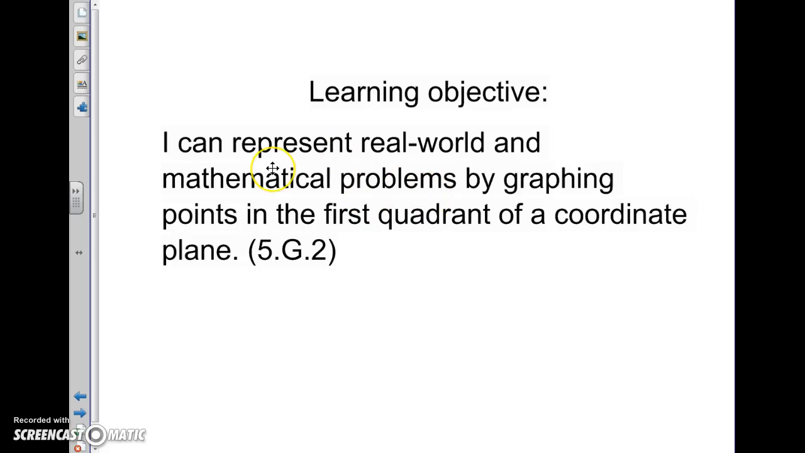Today's learning objective: I can represent real-world and mathematical problems by graphing points in the first quadrant of a coordinate plane.